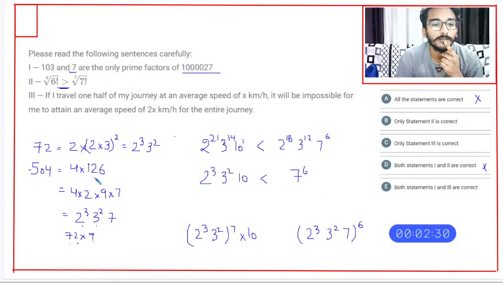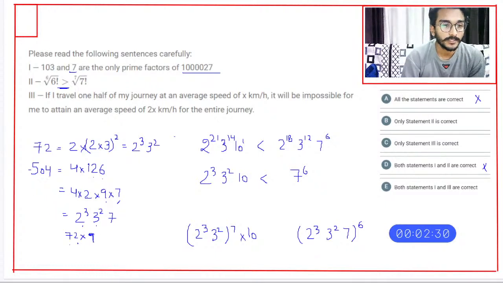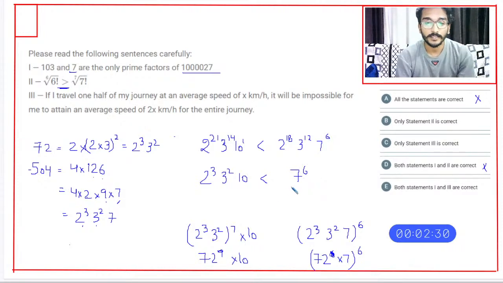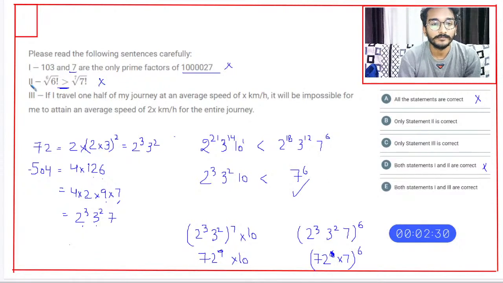2 into 63. 9, 7, 63. Oh, sorry, it is 7. Fine, it is fine. Okay, it is 72 into 7 itself. This was 72 into 7, 10. It is 72 raised to the power 6. Seventy-two into 7 raised to the power 6. Okay, yeah. Correct. This is correct. So this is also wrong. This is also wrong.